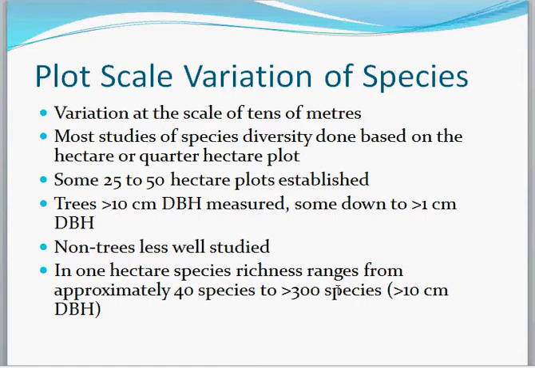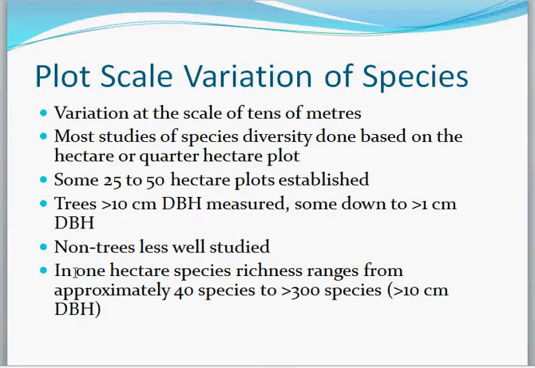But the vast majority of plots which spread across the tropics tend to be about 1 hectare or even a quarter hectare. 1 hectare is 100 meters by 100 meters. A quarter hectare is 50 meters by 50 meters. And the trees are usually measured down to about 10 centimeters dBH. That is a de facto standard. It's logistically what is achievable within, as I said, a month or so.